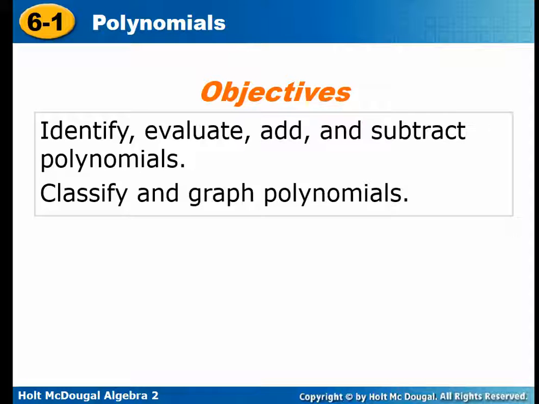And Chapter 6 is on polynomials, and we are going to start today with Section 1, which is kind of an overview of polynomials. So our objectives are to identify, evaluate, add, and subtract polynomials, and to classify and graph polynomials.